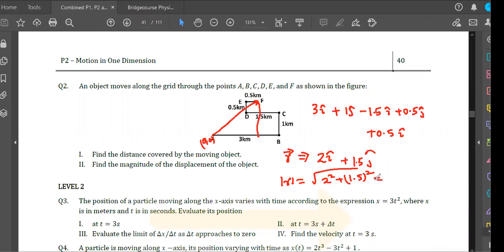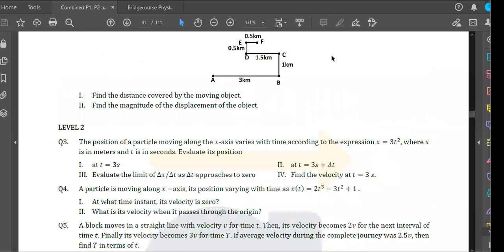Everyone got this problem? Tell me. Just raise your hand. Everyone, it's easy. So now you know how to solve. Most of you solved using this method, or some of you might have solved using the hypotenuse Pythagoras theorem, right? Okay, very good. Now let's see question number 3. Everyone, just try solving question number 3.